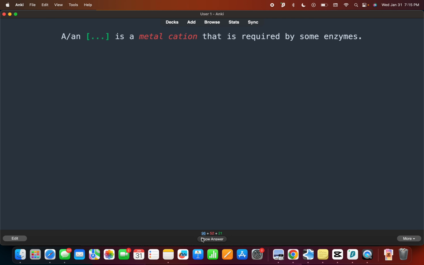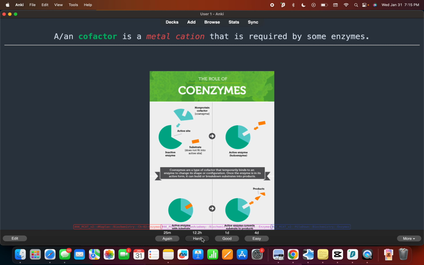And it's hydrophobic. What is a metal cation that is required by some enzymes? That would be, hmm. So let's look at metal cations that we have. Na plus, for example. K plus, magnesium, calcium.